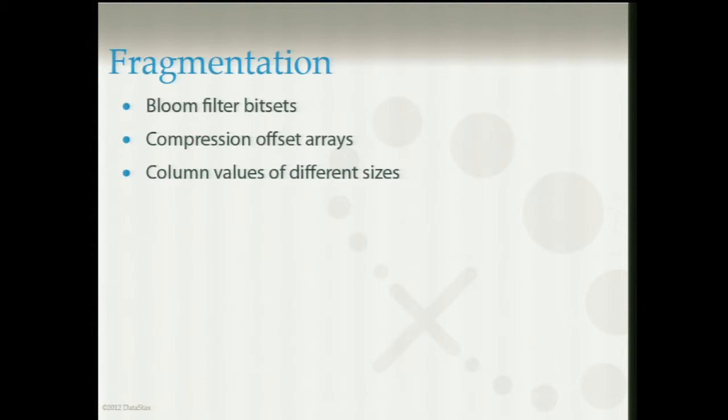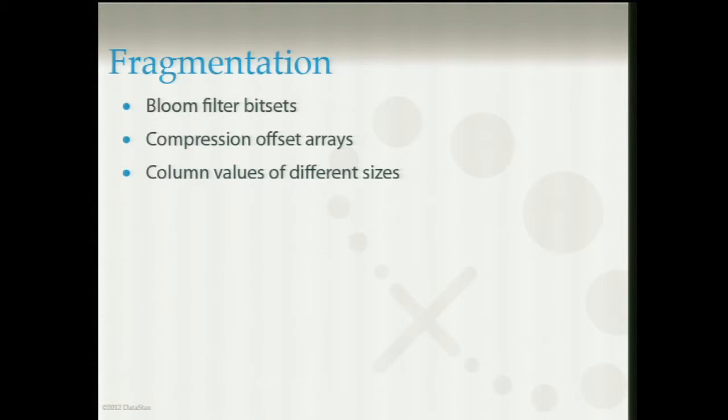And I'll explain what these mean in terms of the Cassandra storage engine in just a second. Those three are the Bloom filter bitsets, the compression offsets, where we track what blocks of a compressed storage file correspond to which uncompressed offsets, and then large column values, because Cassandra technically allows you to store up to a 2 gigabyte value in a single column. Not necessarily the best idea.